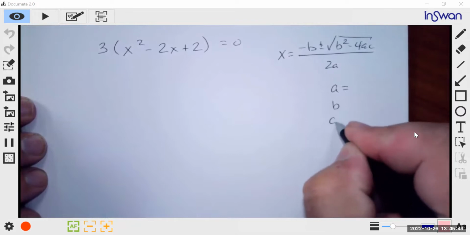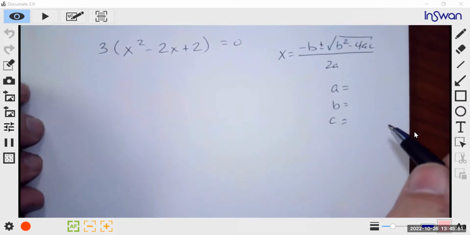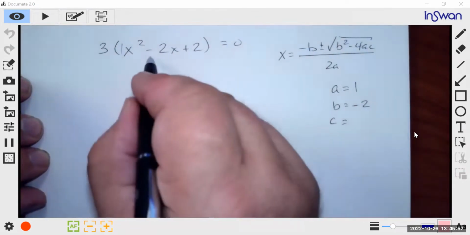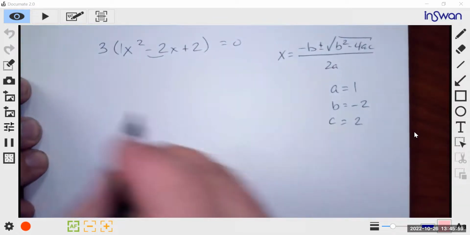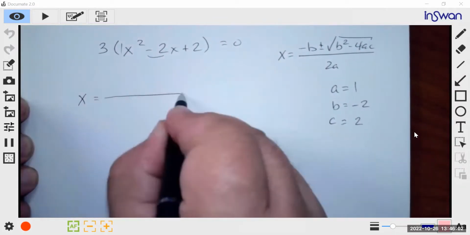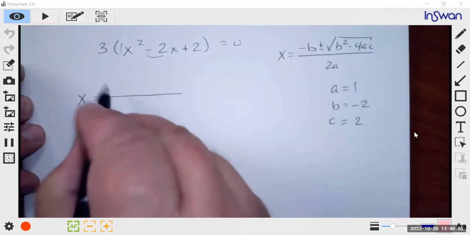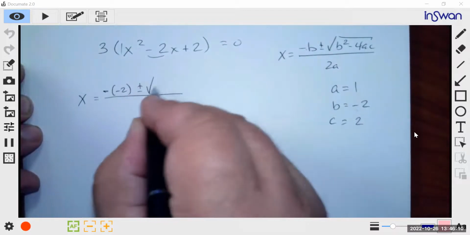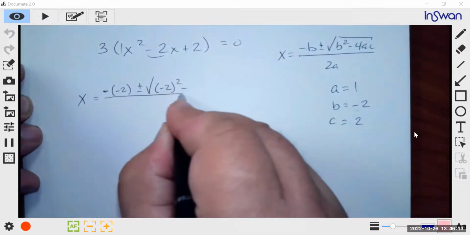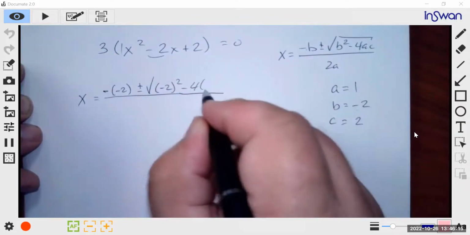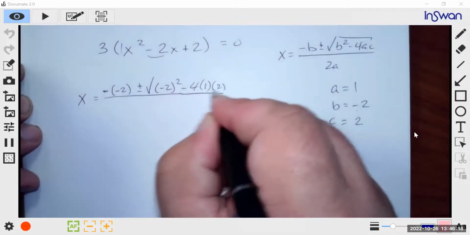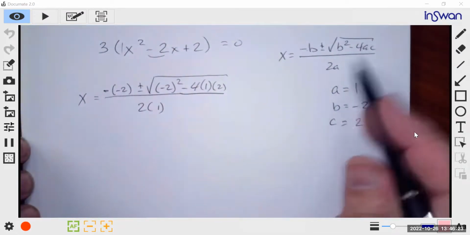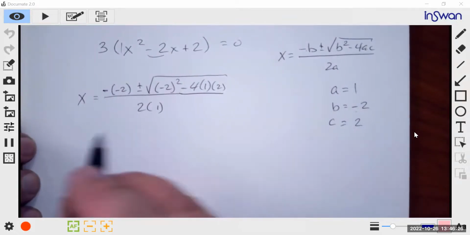A, B, C. What is A? It's 1. Very good. B, -2. And C, 2. Excellent. So we have -2 plus or minus the square root of -2 squared minus 4 times 1 times 2, over 2 times 1. Plug in A, B, and C inside there, and let's go.